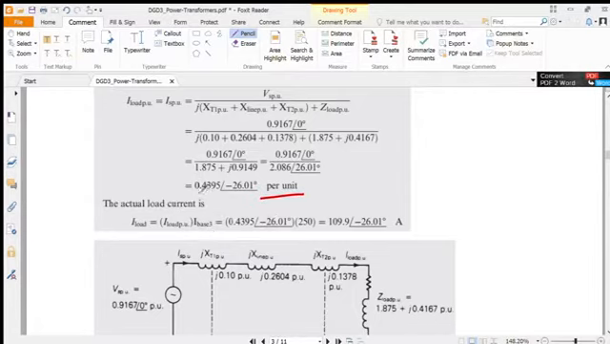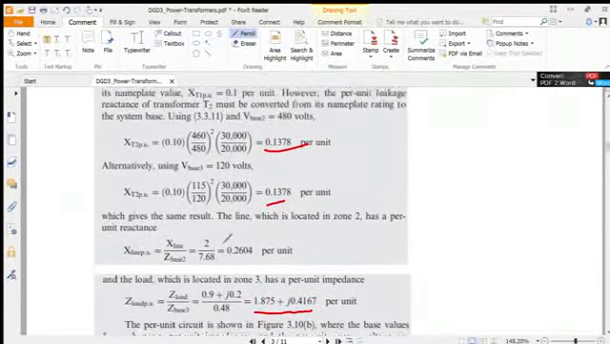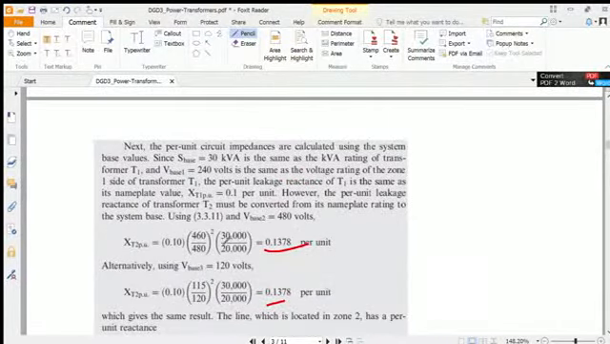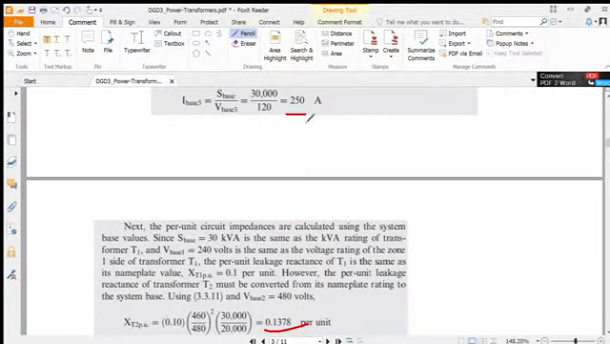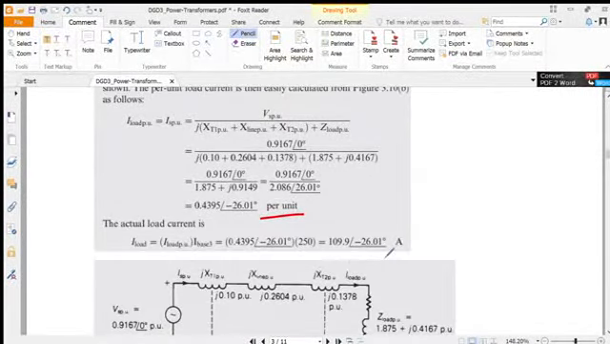Here is the per unit value, and what is the base value? The base value is 250. Here 250 is the base current on the load side. So here we got the actual value in the load. This is the actual load current. The load falls under zone 3, which is why we use the base current in zone 3, 250.